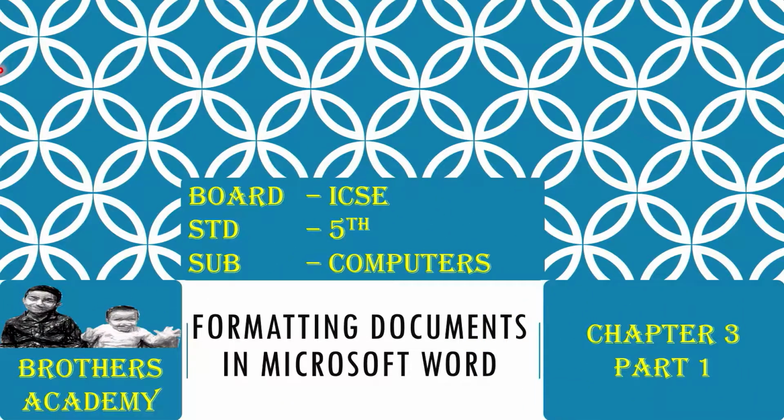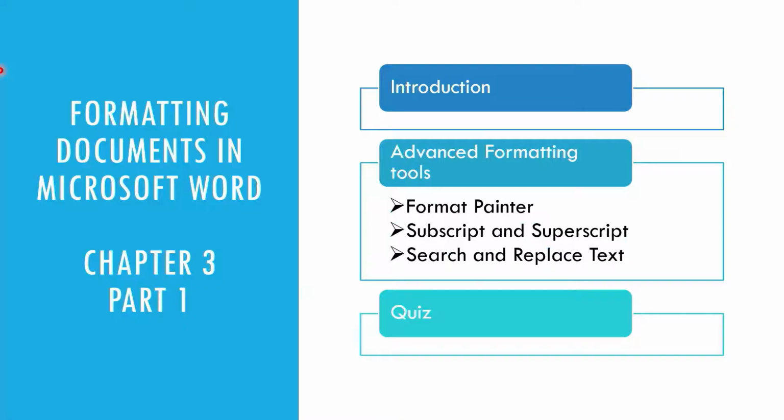Today we will talk about the third chapter of our computer book, Formatting Documents in Microsoft Word, Chapter 3, Part 1. In today's video, we will have an introduction session followed by some of the advanced formatting options available in Microsoft Word like Format Painter, Subscript and Superscript, and Search and Replace Text option. Finally, we will end the session with a short quiz. So, let's begin.